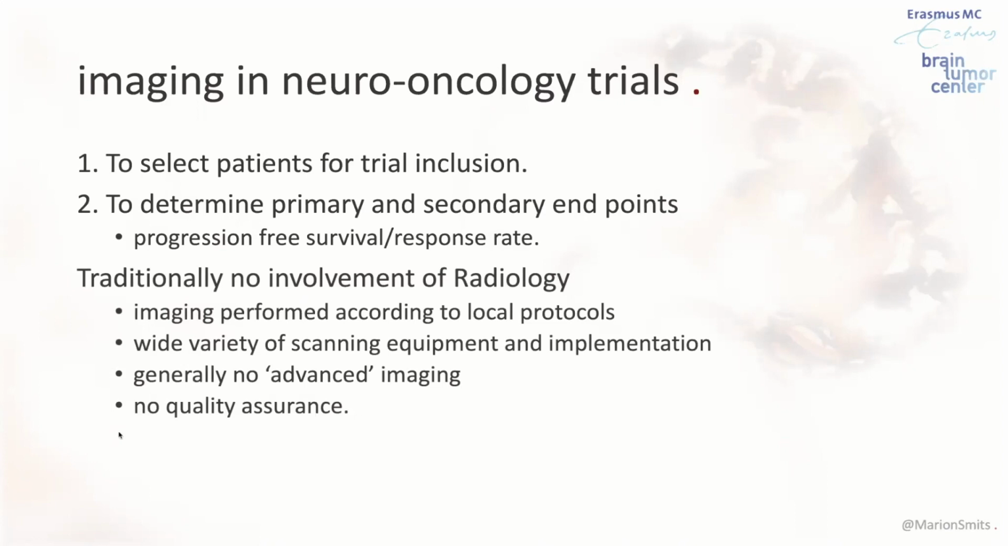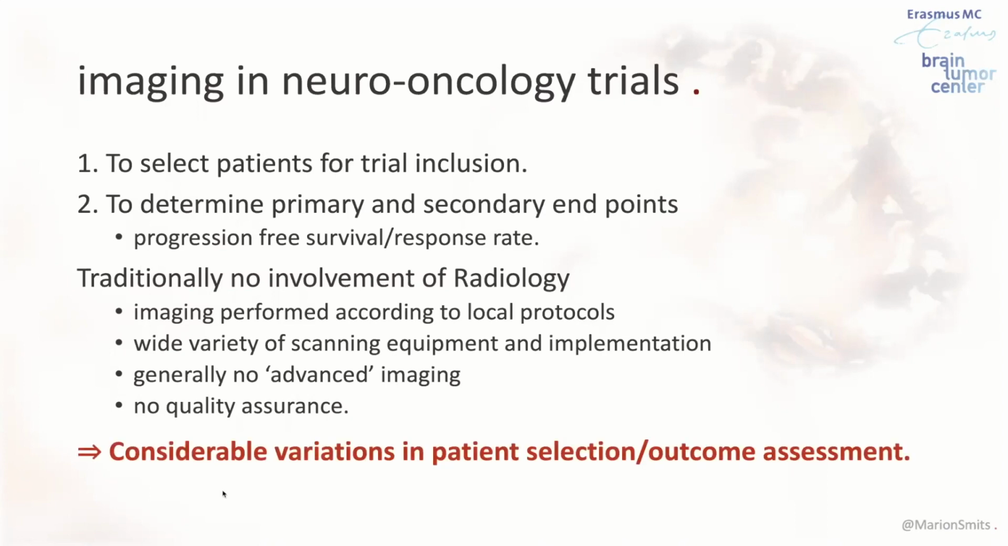And what complicates clinical trials in neuro-oncology and in oncology in general is that traditionally there was no involvement of radiology. So the imaging was performed according to local protocols. Sites were basically selected based on their oncological expertise and on how many patients they could recruit. There was generally, therefore, no advanced imaging, a wide variety of scanning equipment and implementation, and no quality assurance. And this field is shifting, but it's slowly happening. So that means that still there's a lot of variation in how we select patients for trials, and also how we assess the outcome in these patients.